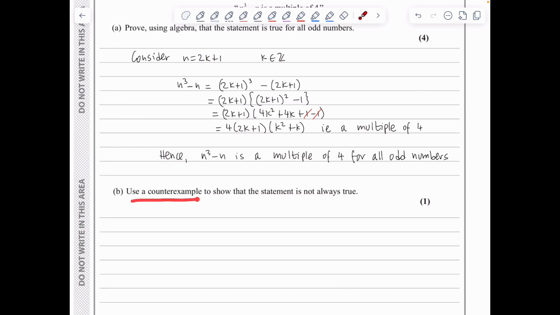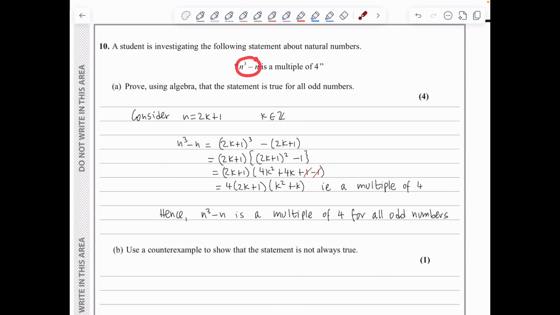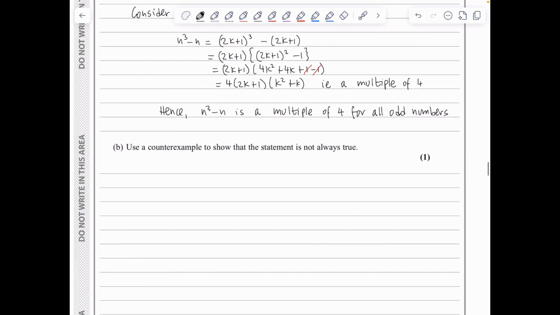In part B, we need to use a counter example to show that the statement is not always true. Now with a counter example, we mean a particular specific value for n that will show that n cubed minus n is not a multiple of 4. Now from part A, we know that if n is an odd number, then this is certainly true. So I need to look into the even numbers. So I'm going to say consider an even number. I will consider n being 2. This means that n cubed minus n is 2 to the power of 3 minus 2, which is 8 minus 2, which is equal to 6, which is obviously not a multiple of 4.